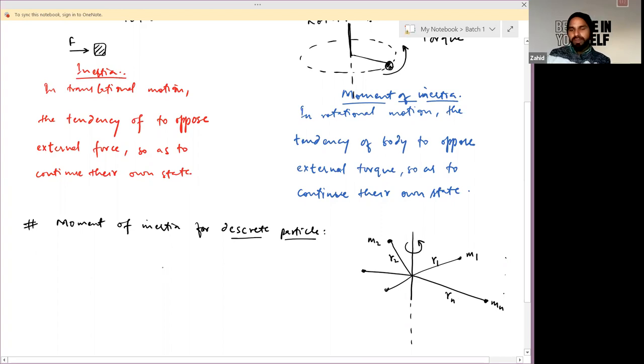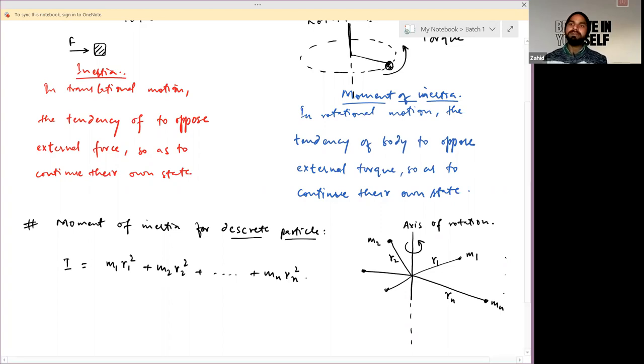So the moment of inertia of this whole system about this axis of rotation will be I equals M1 R1 square plus M2 R2 square, plus and so on to Mn Rn square. So this will be the formula for calculation of moment of inertia for a discrete particle system, meaning a system having a number of particles separated at some specific distance from the axis of rotation.